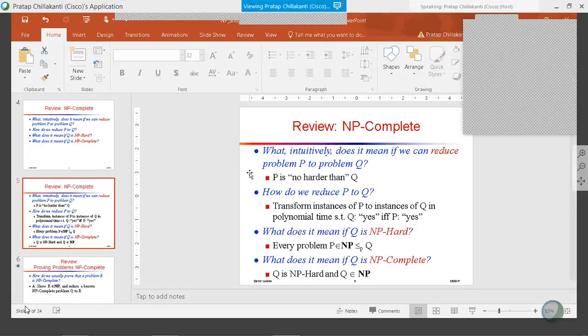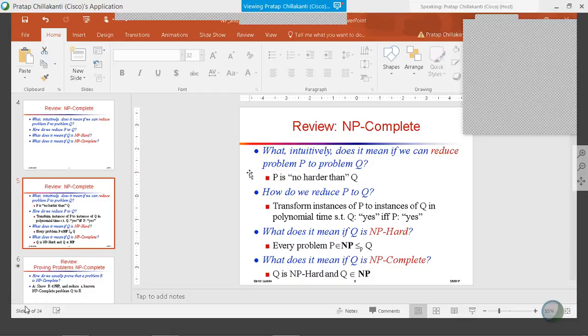Now, in automata theory, we say we can reduce the problem P to problem Q. This is what we basically mean by that: we say that P is no harder than Q. So if we can solve Q, we can solve P. That is what it means.